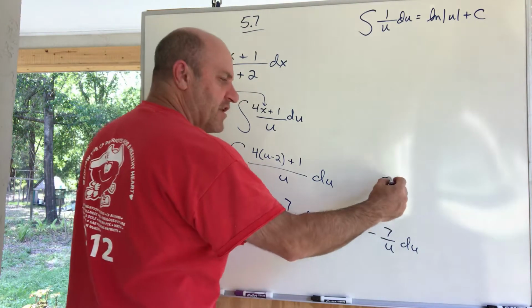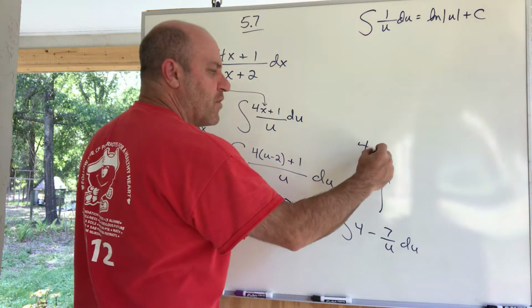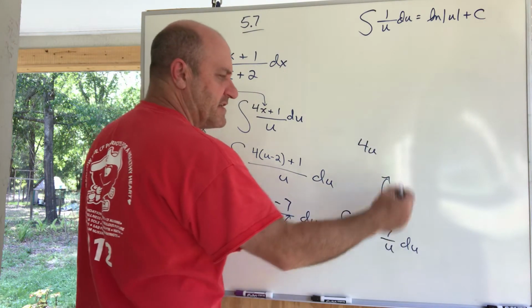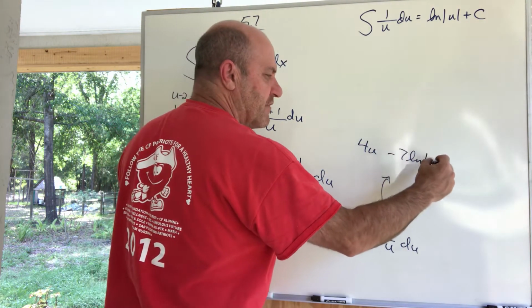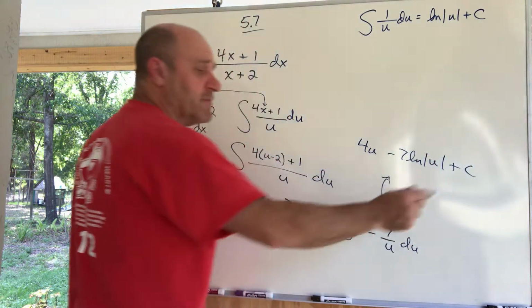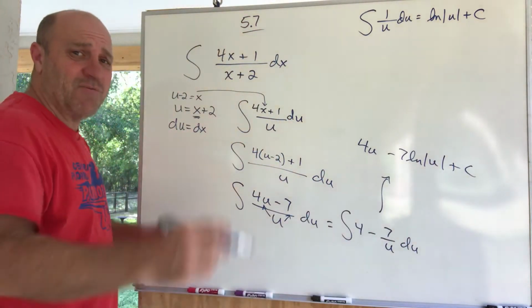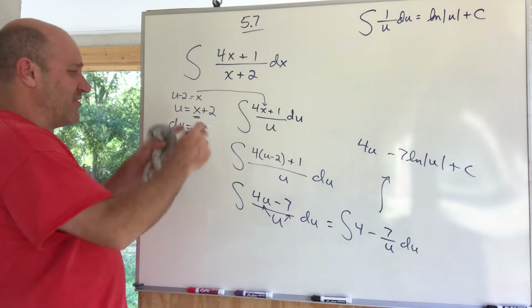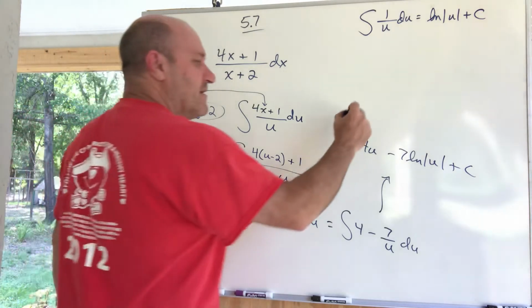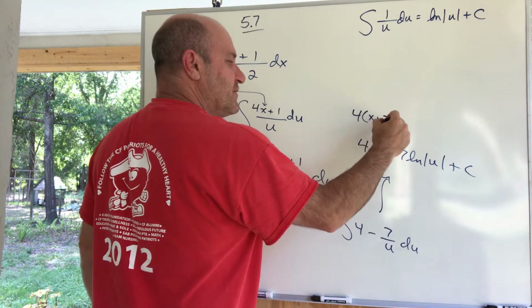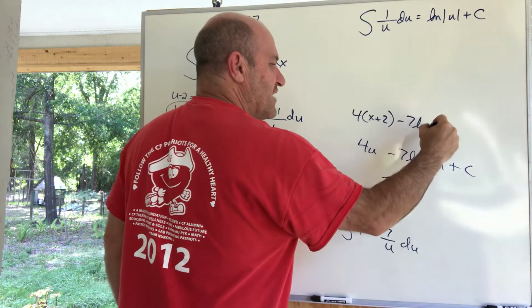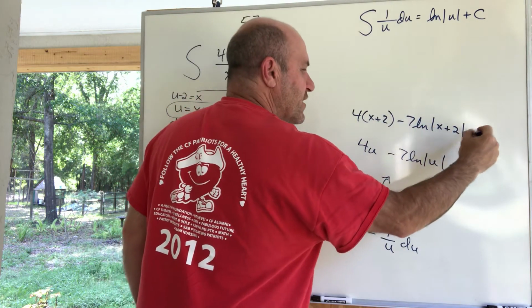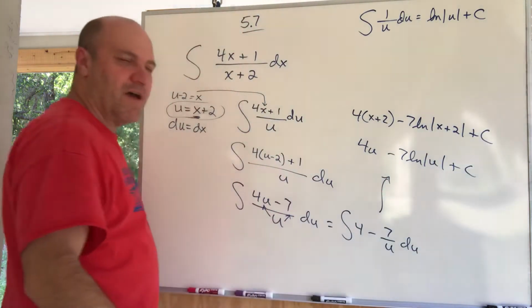But here we go. Can you integrate the 4? 4u. Can you integrate the negative 7 over u? Natural log of u. And the problem's over except for one thing. We should put our u's back. What was it? Our u was x plus 2. So 4 times x plus 2, minus 7 natural log of x plus 2, plus c. All right, that was fun.